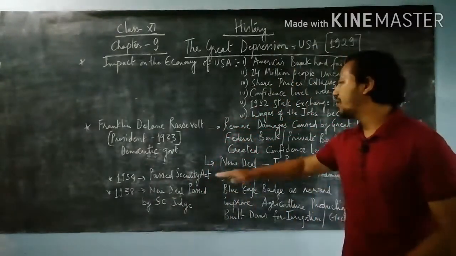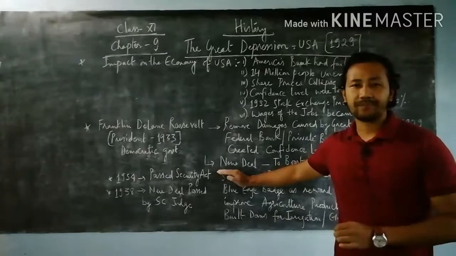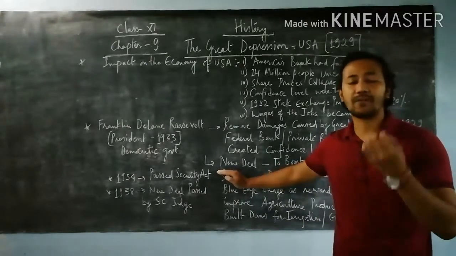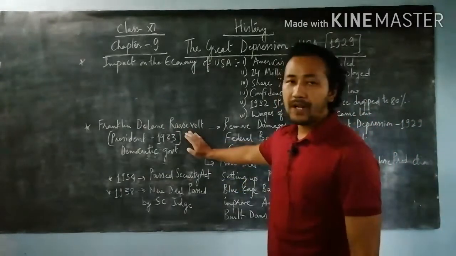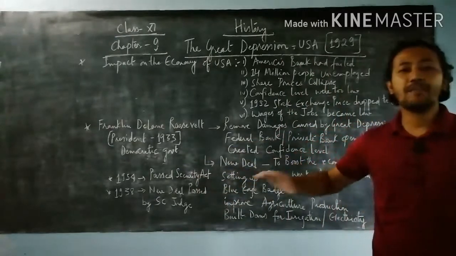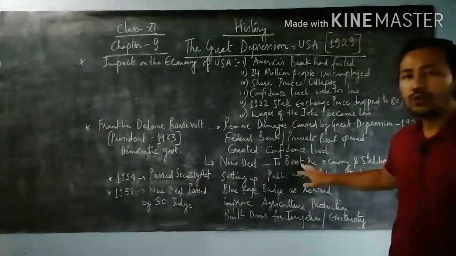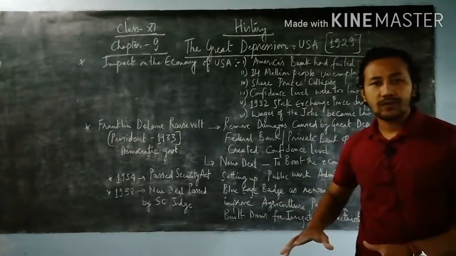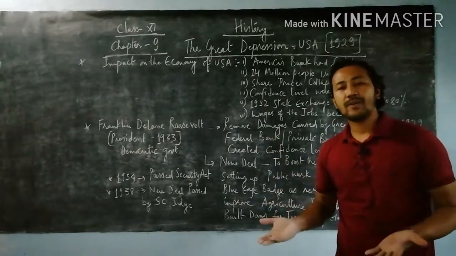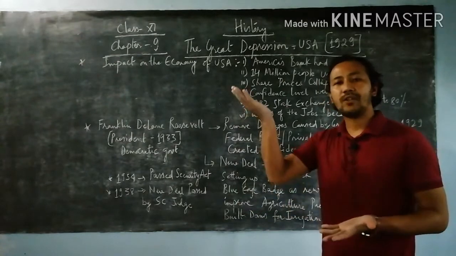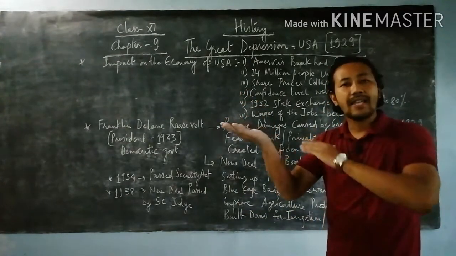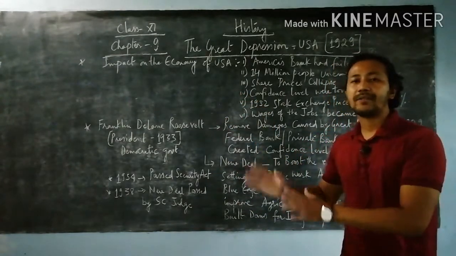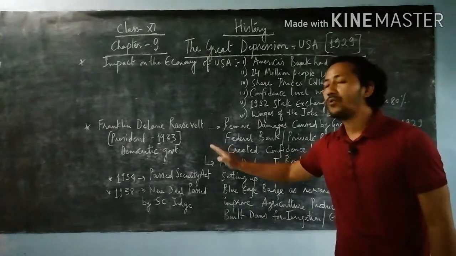Next, we see that he also wanted to form a New Deal. This was a new policy introduced by Roosevelt, the president of America, and the New Deal mainly aimed to boost economic production and stabilize the economy. How to rebuild the economic system of America as it was before, as well as to stabilize it: those steps were taken by him with the New Deal.